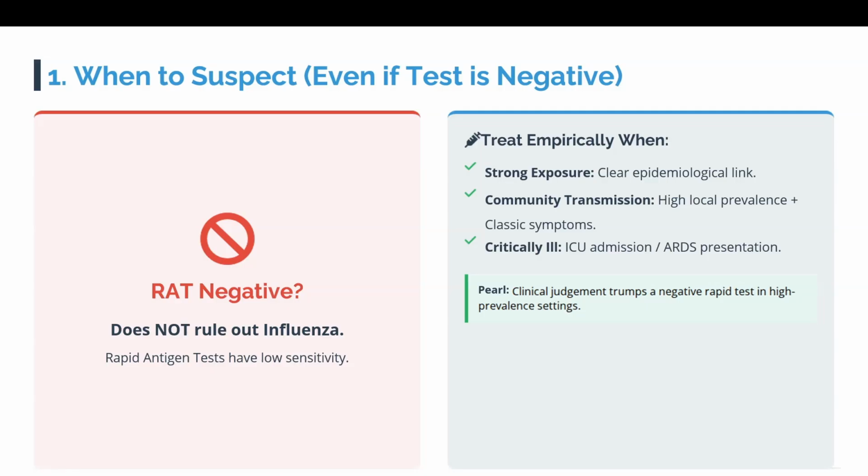So you can start treating influenza empirically when there is a strong exposure, that is, when the patient was exposed to an influenza-positive patient in recent days, and there is a high local prevalence plus the presence of classic symptoms of influenza. To know about the classic symptoms of influenza, we have already uploaded a video on influenza virus part 1. Do check on that. In critically ill patients, like ICU admissions and patients presenting with ARDS, it is better to treat influenza. So clinical judgment trumps a negative rapid test in high prevalence settings. That is a take home point.